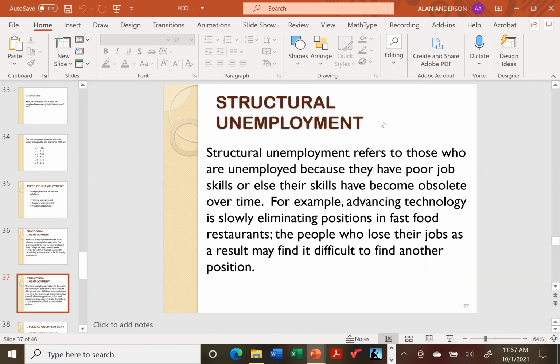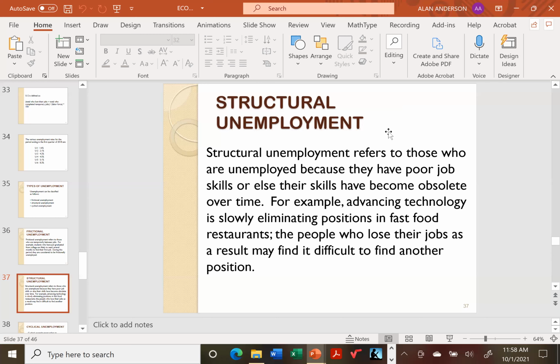Structural means people have been unemployed for a long time, and it's partially because of poor job skills, or maybe your skills have become obsolete. You're working in an industry where trade has made your job unnecessary or redundant, or technology. In a lot of cases, jobs disappear because of advancing technology. Like in the fast food business, they're improving the technology very quickly.